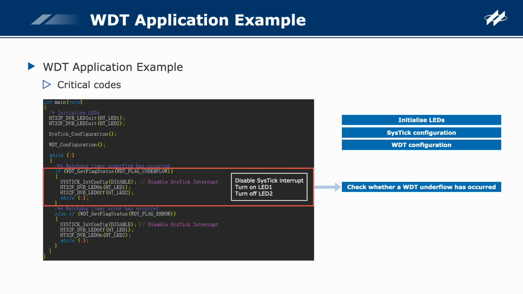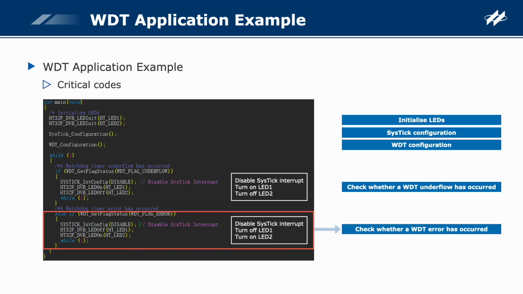First, check the WDT counter underflow flag. If a counter underflow has occurred, disable the SysTick tick timer interrupt and control the relevant LEDs. The program will then enter an empty loop. Otherwise, go to the next judgment.